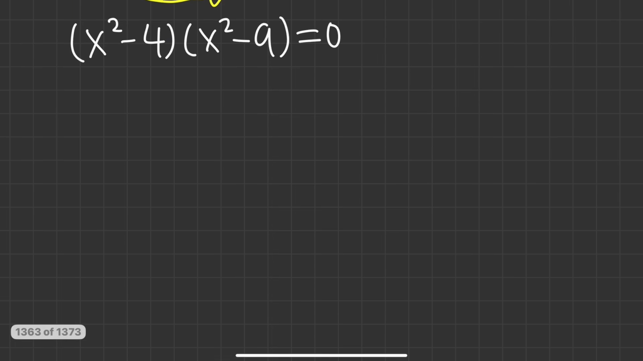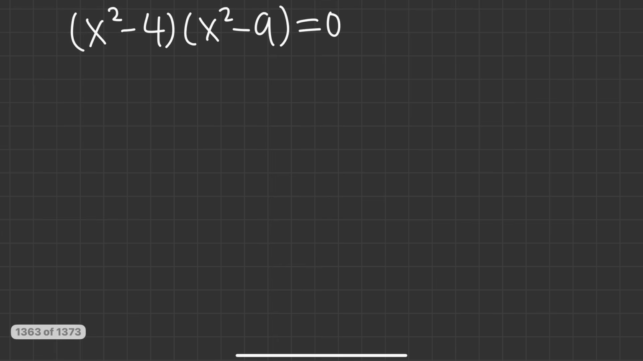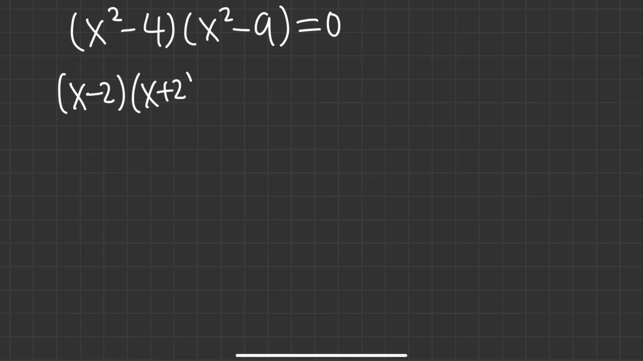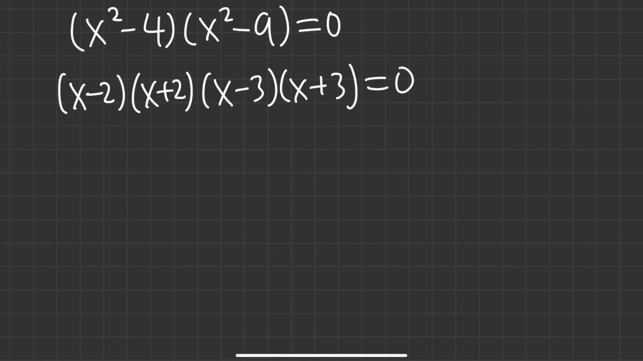Now, you can set them equal to 0 individually and then take the square roots of both sides after you move the numbers, or you can keep factoring it. Let's practice factoring. For the first one, we can factor it as a difference of two squares, x minus 2 times x plus 2. For the second one, x minus 3 times x plus 3. Right? Now, for the first one, once you set it equal to 0, you will get x is equal to 2.